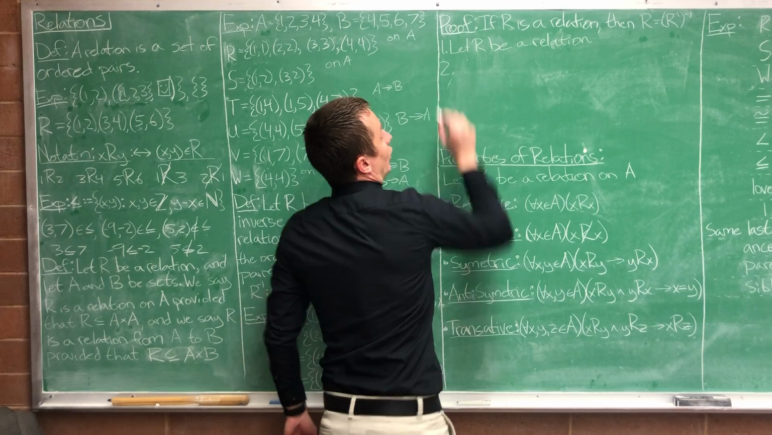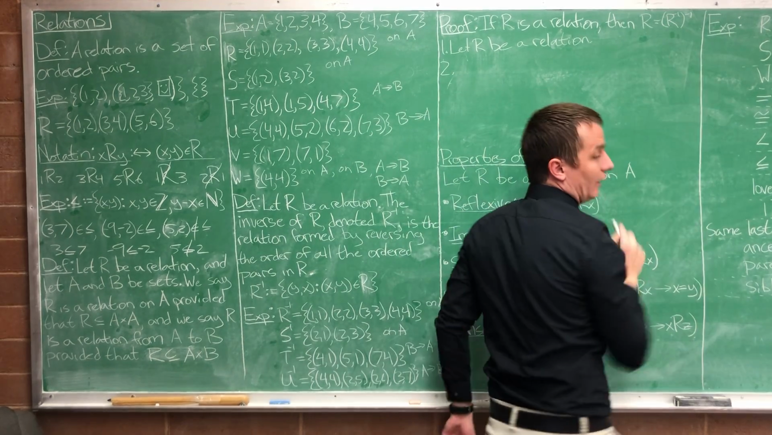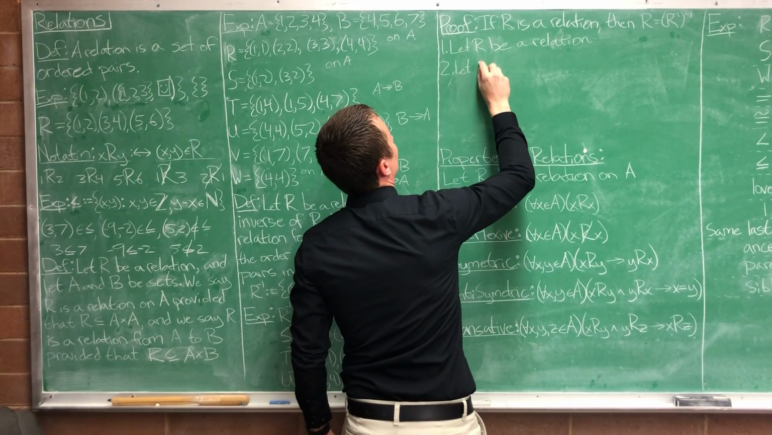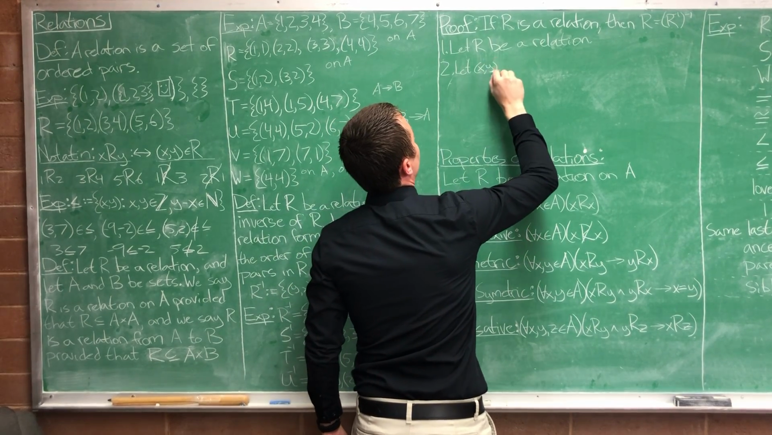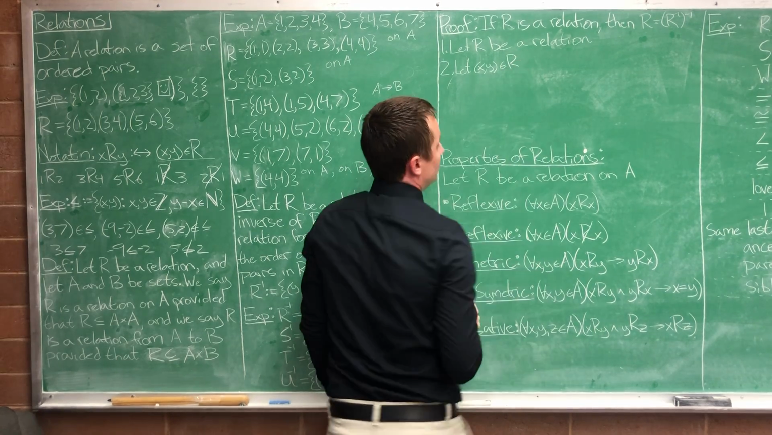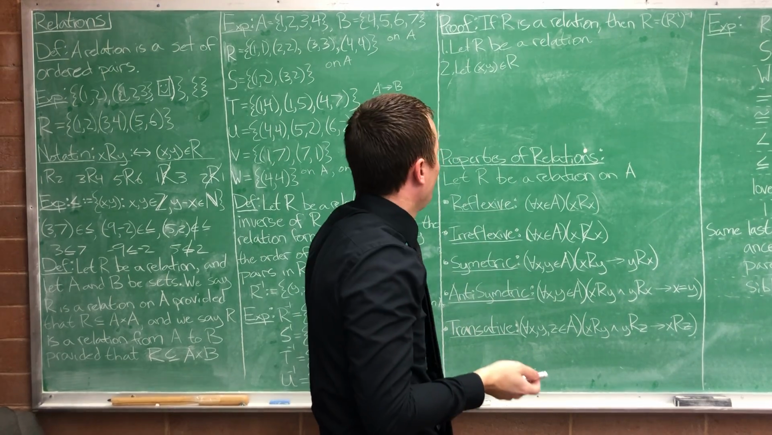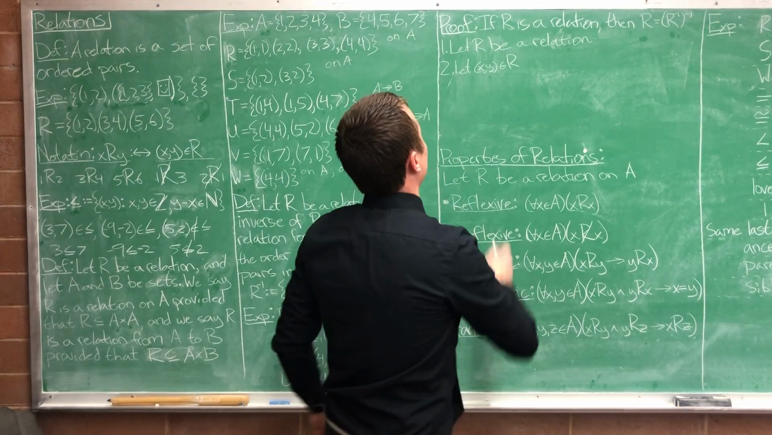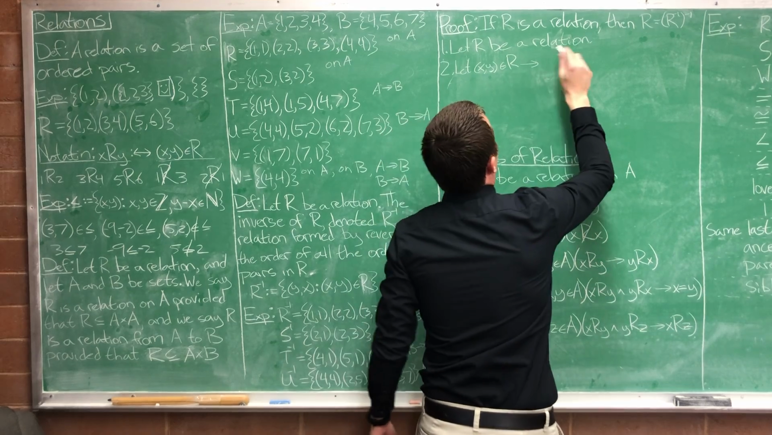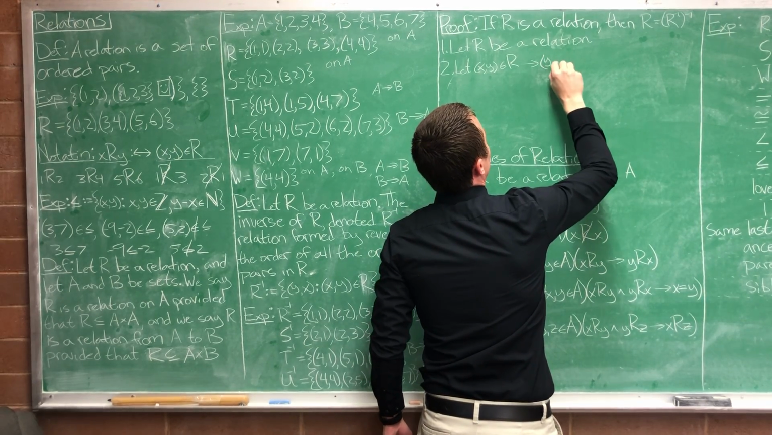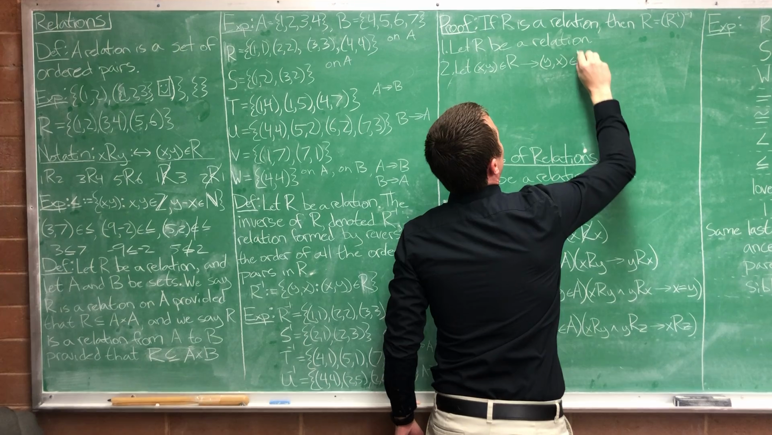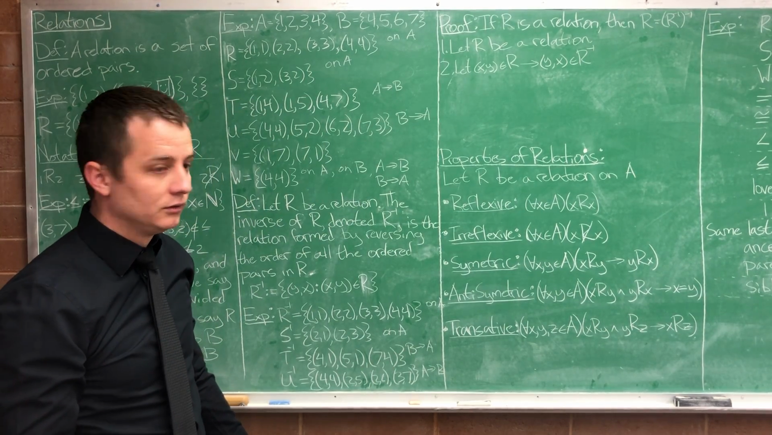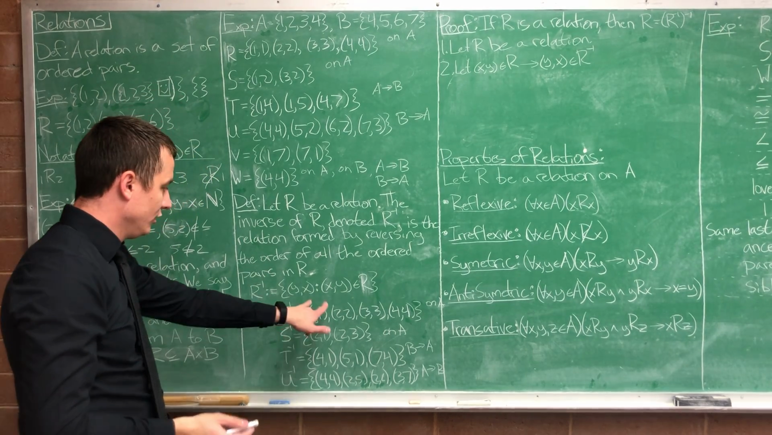So first, I'm going to show that everything in this set is in this set. So let (x,y) be an element of R. Grab a random thing out of R. R is a set of ordered pairs. Now if (x,y) is in R, that implies that (y,x) is in R inverse, by definition of an inverse. What's the definition of our inverse?